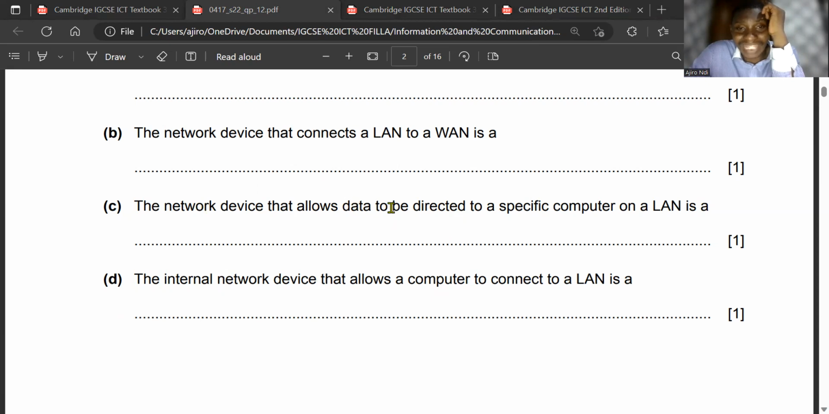That can allow data to be directed to a specific computer. So what this means is that the data packet that is sent to the port is now being directed to the computer that the information is meant for. Unlike the other one, that if it's sent to the port, it's going to broadcast it to all the computers. So you know what I'm talking about now?